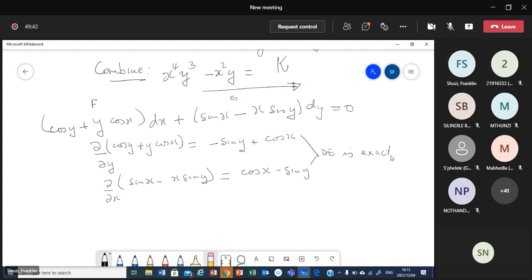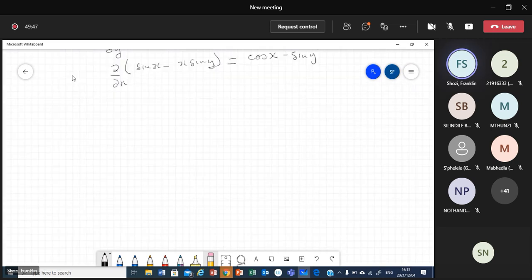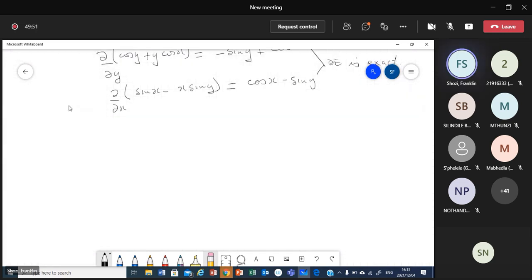exact. Right. Now we are dealing with an exact DE. Can we solve it now? Yes. How do you find it? Then you say the integral of the f expression. My f expression was cos y plus y cos x. You integrate that partially now with respect to x.